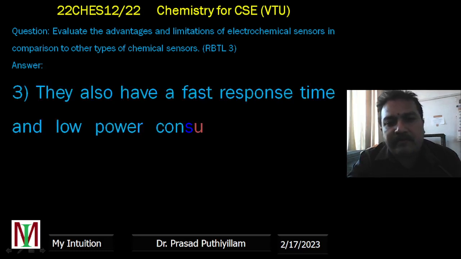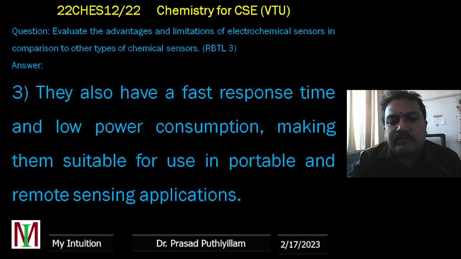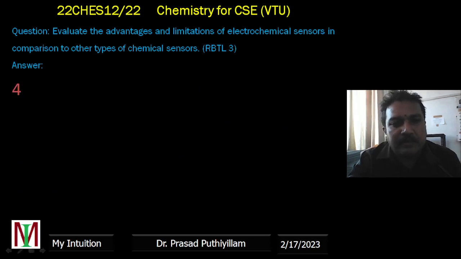They also have a fast response time and low power consumption, making them suitable for use in portable and remote sensing applications. They have fast response time. Within no time, it will give the result. The power consumption is very less. Therefore, it is used as a portable device. You can carry it to remote places for sensing applications.